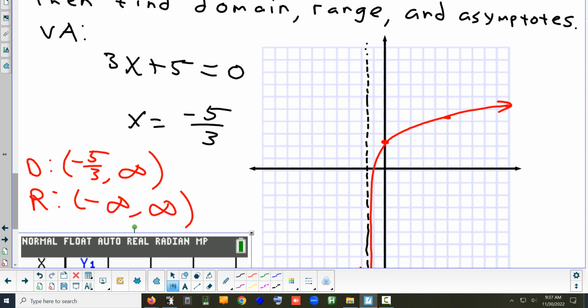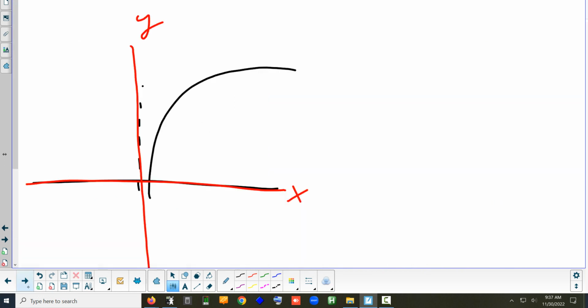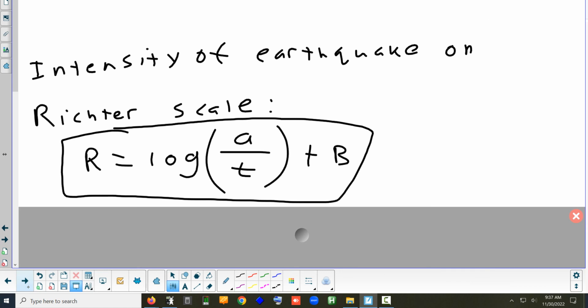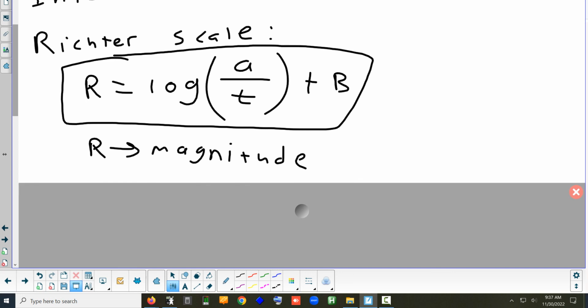Okay, so the word problem is going to have to do with an earthquake. Does anybody know the name of the scale they use to measure earthquakes? Sometimes they say it's like magnitude 6 or something. Isn't it the Richter scale? The Richter scale, yep. The Richter scale measures the intensity of an earthquake, and it has a formula: R equals log A over T plus B. So the Richter scale depends on 3 factors to find the intensity of the earthquake. The R is the number that you hear about: magnitude 4, magnitude 6.5.